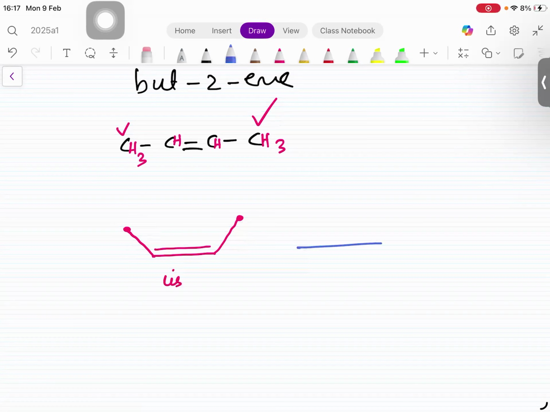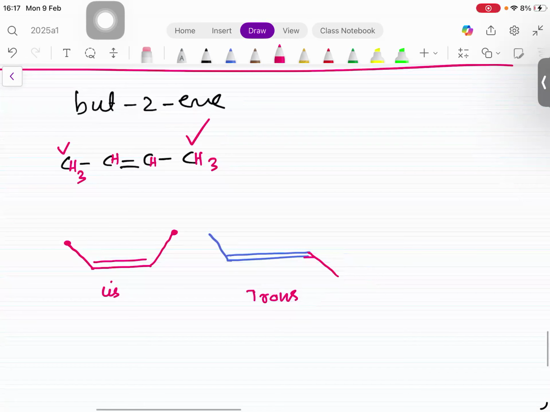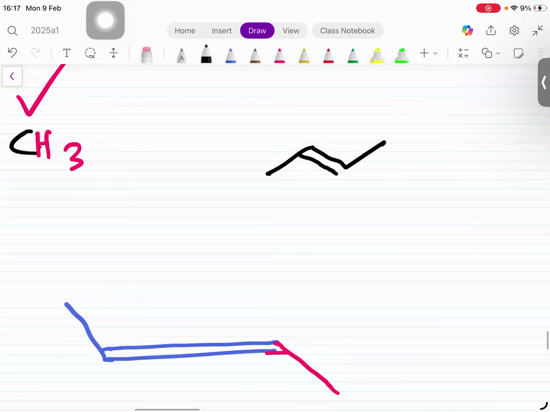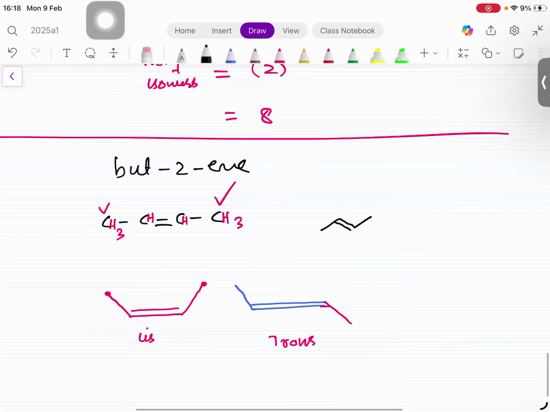Similarly, for the same thing, what will the trans isomer be? Let the first one be on the top and the second one down. So this is what? Trans isomer. And by the way, what we use to draw the butene in a skeletal formula like this, if you see, it's naturally a trans isomer. So the zigzag ones are always the trans isomers, right? Yes, or you can draw them like this.